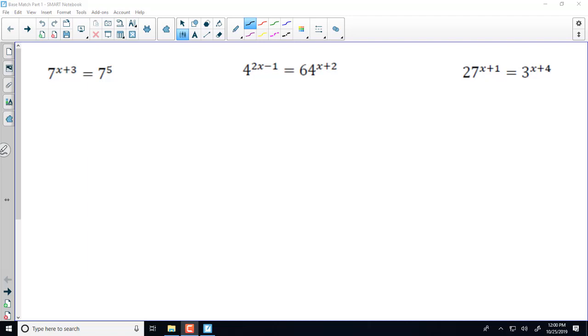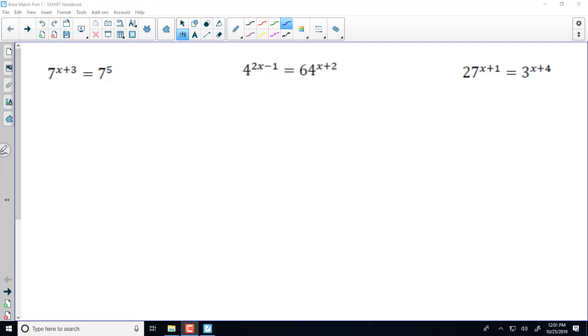Thanks for joining me. In this video, we're going to solve for x in three different equations. In each one of these equations, the bases either match or they can be made to match through a little manipulation. So let's solve these three problems right here for x.